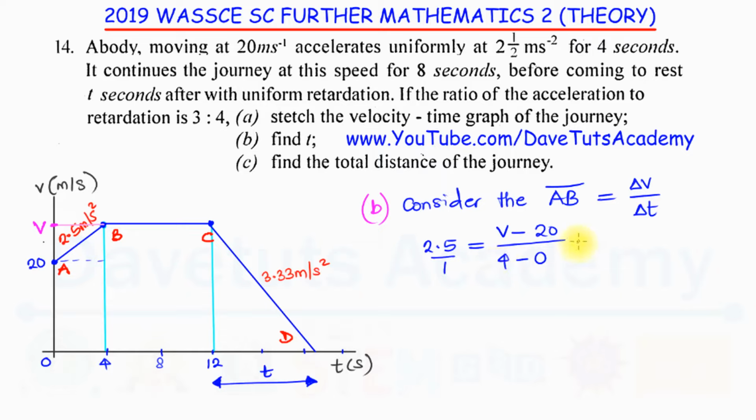4 times 2.5 is 10. So 10 is equal to V minus 20, such that the velocity is 10 plus 20, and that is 30 meters per second. So V here is 30 meters per second, but what we are looking for is the time t in this particular case.